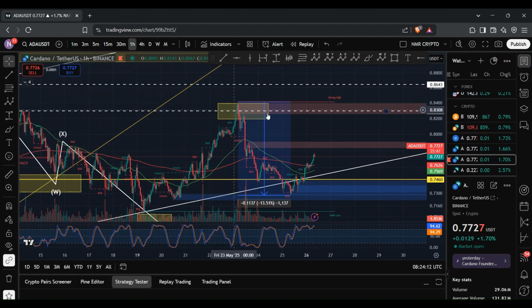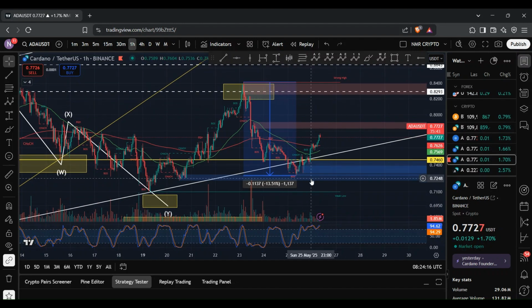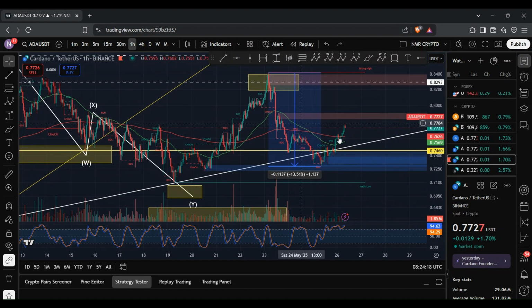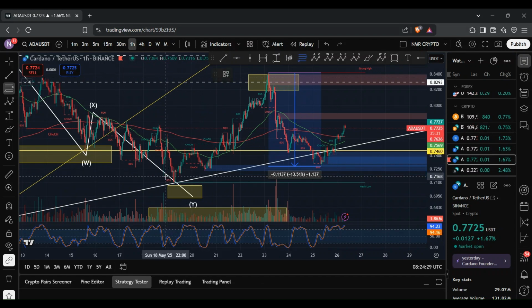But as you can see, we ended up getting rejected at this key level at around 83 cents. And that then led to this move to the downside, which is something I talked about in my previous video, where I mentioned how it was possible that this wave structure was complete. And what we could see is a 50 to 88.2% retracement of this wave structure. And essentially that's what ended up playing out.